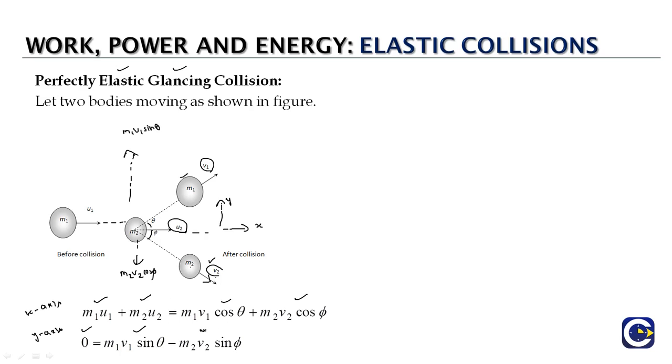So the total final y component of the momentum will be m1 v1 sin theta minus m2 v2 sin phi. When we add both of them, it should be equal to the total initial y component of the momentum, which is 0.